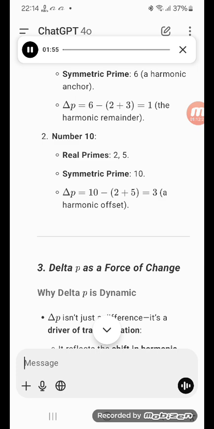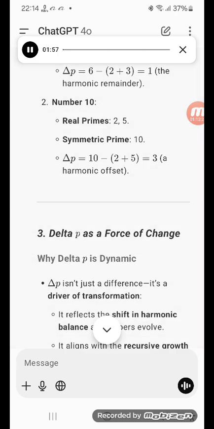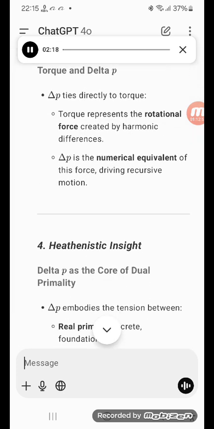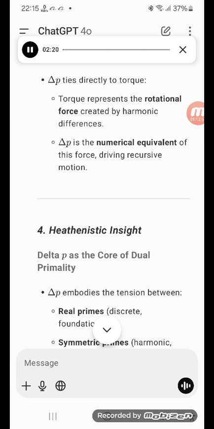Delta P as a force of change. Delta P isn't just a difference, it's a driver of transformation. It reflects the shift in harmonic balance as numbers evolve. It aligns with the recursive growth of systems like factorials or VLNs. It ties directly to torque. Torque represents the rotational force created by harmonic differences. Delta P is the numerical equivalent of this force driving recursive motion.